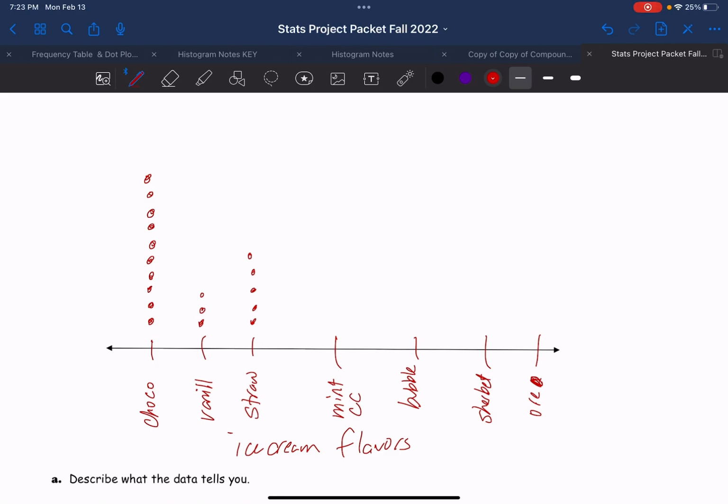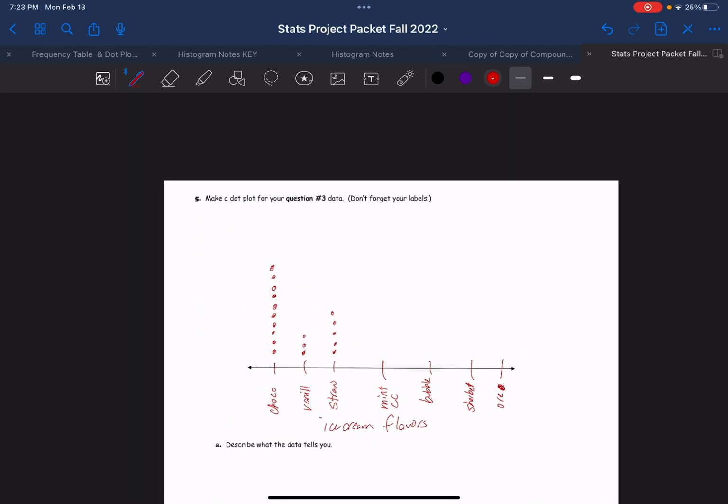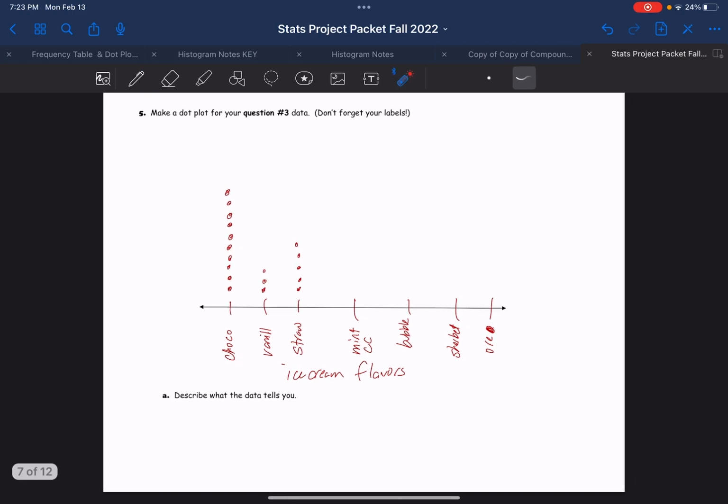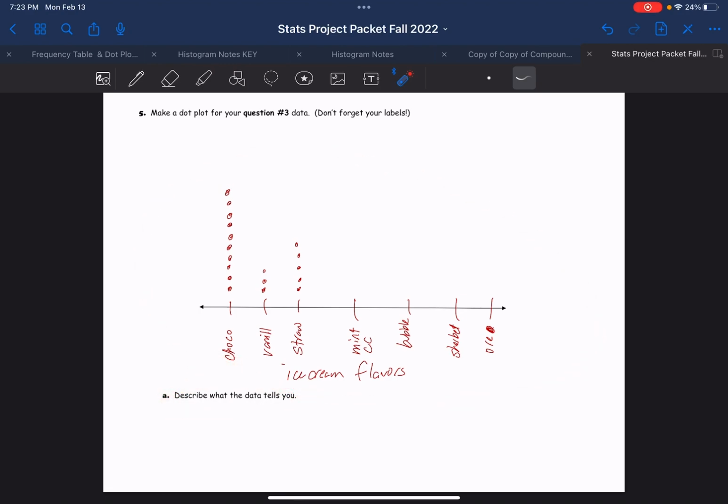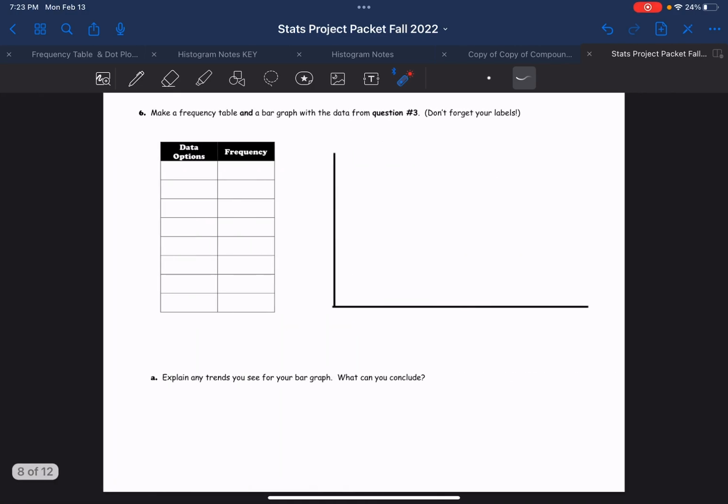I want to see neatness, okay? Neater than mine. Mine right now is just kind of scribbled in here. But just to give you an idea, this is what our dot plot is going to look like, okay? And then I want you to describe, what does the data tell you? What do you notice by looking at this diagram? All right, and then your last question is going to be making a frequency table and a bar graph.